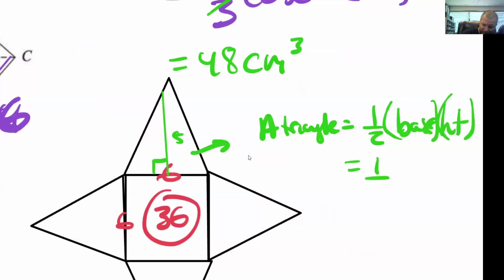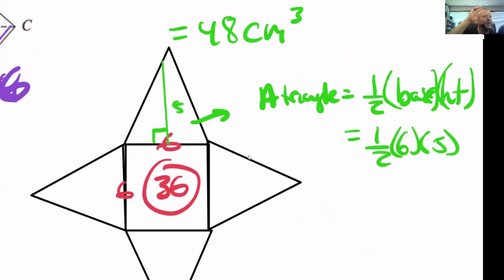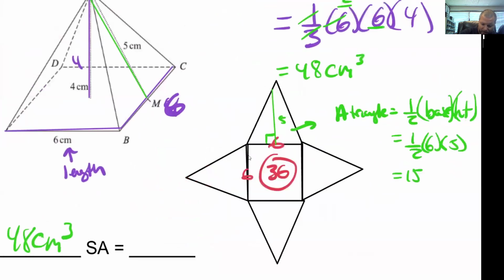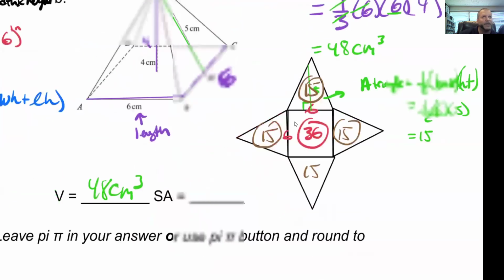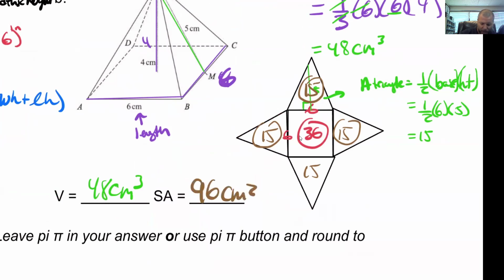So it's going to be half of 6, which is my base, times my height of 5. Half of 30 is 15. So this is 15. This is 15. This is 15. And this is 15. So the total surface area is going to be 15, 15, 15, 15, which is 60, plus another 36. So 96 square centimeters.